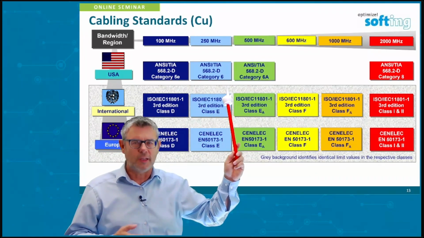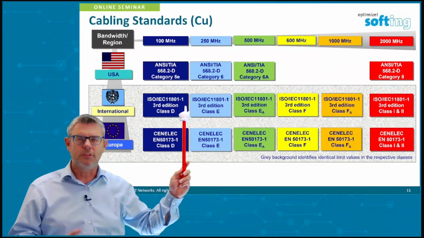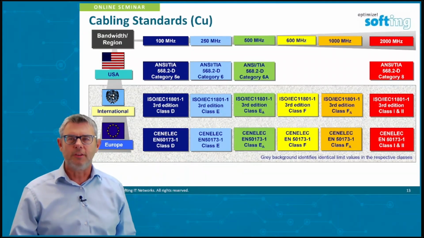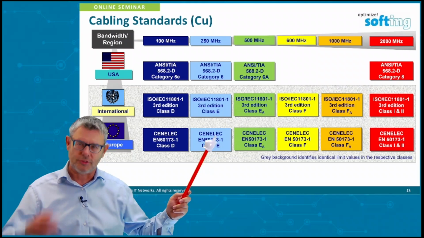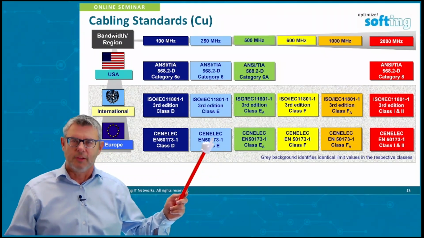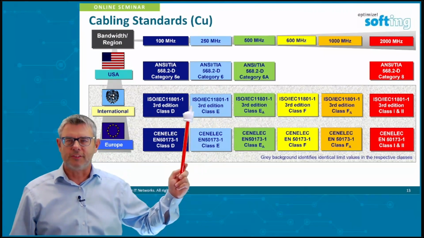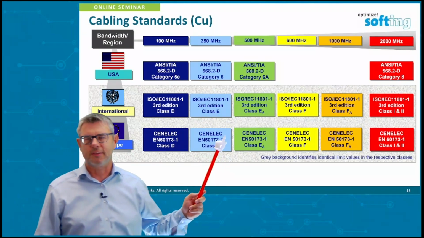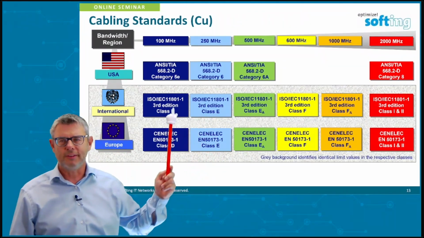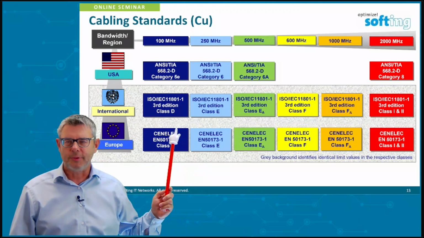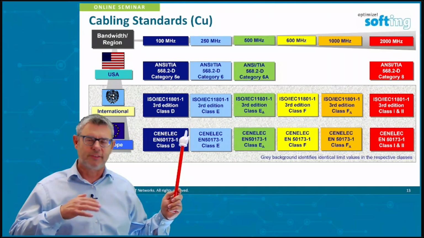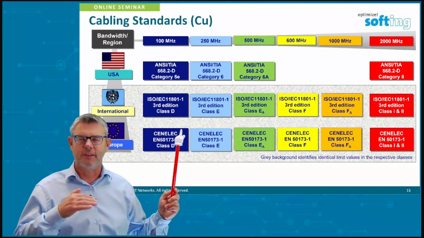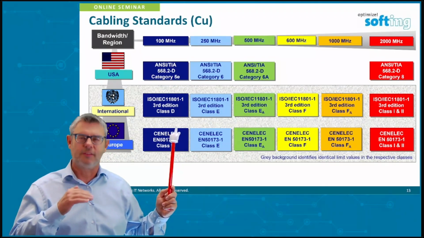So usually here in our area, Europe, we don't use American standards. We are using international standards or the European standard, which is derived from the international one. So this gray field in the background tells us that the values in an international standard and in the European standard are exactly the same. So the same limits. It's just a different, let's say, cover sheet on the standard, but the values, the limits are definitely the same.